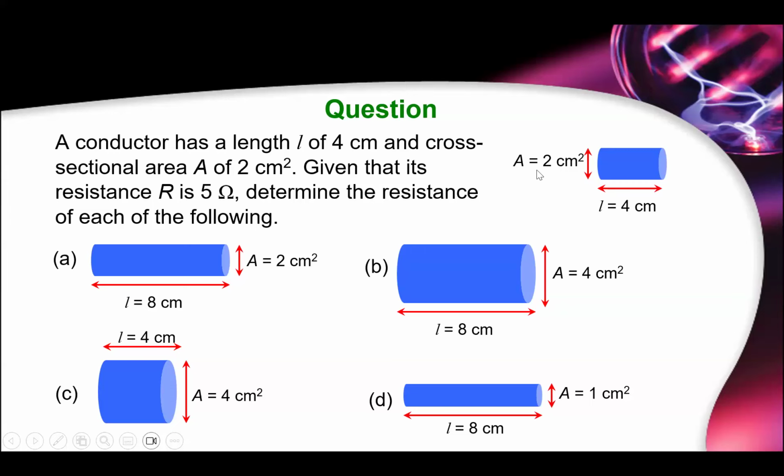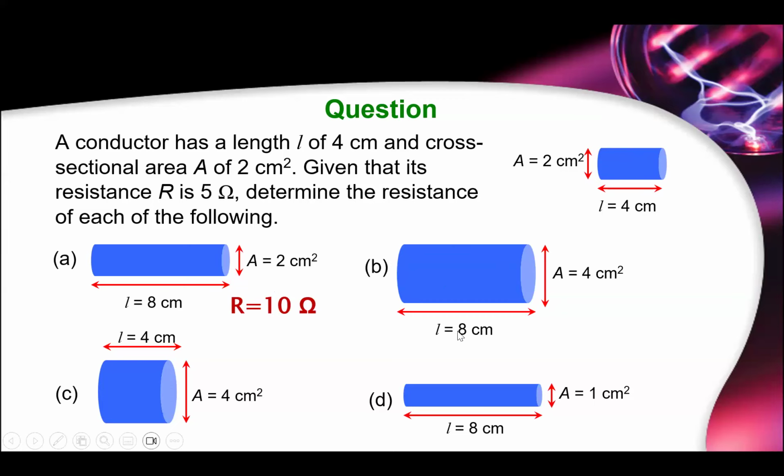So when I have a longer wire, it's harder for me to pass through it. So resistance is higher. So you can see that the length doubled from 4 cm to 8 cm. So as the length doubled, the resistance will also double. So it will be 5 ohms here and 5 times 2, which is 10 ohms over here because the length doubled. Okay, next one, part B.